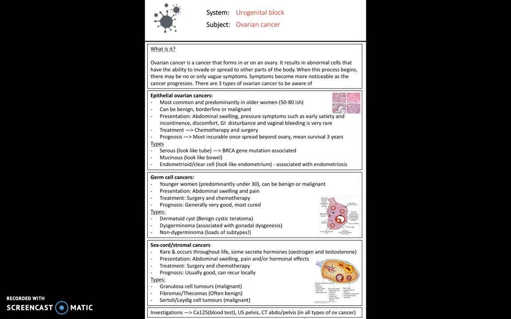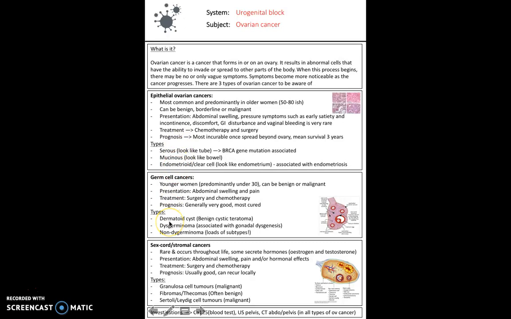When the process begins, again, there may be no early symptoms. However, the symptoms will develop as the cancer progresses. It's important to be aware of the 3 locations that an ovarian cancer can arise, or the 3 most important places that they can arise. So most commonly they occur within the epithelial layer. This is the most common type, and they predominantly occur in older women, so women aged 50 to 80 normally. As with most cancers, they can be benign, borderline or malignant. And there are 3 types. So what's important about these is knowing the 3 categories of ovarian cancer, and then knowing the types of those cancer.